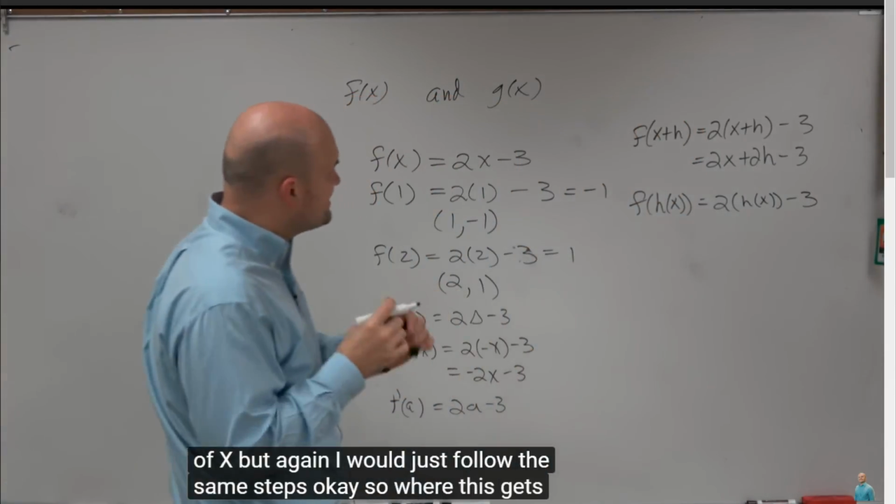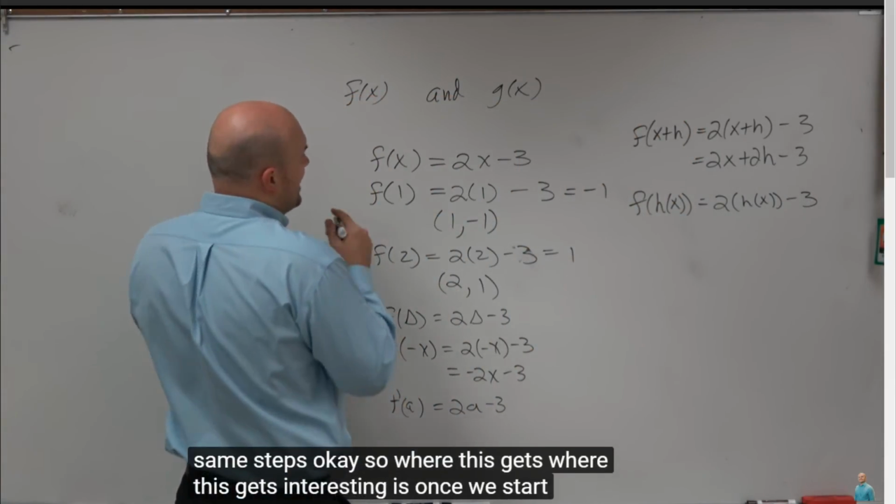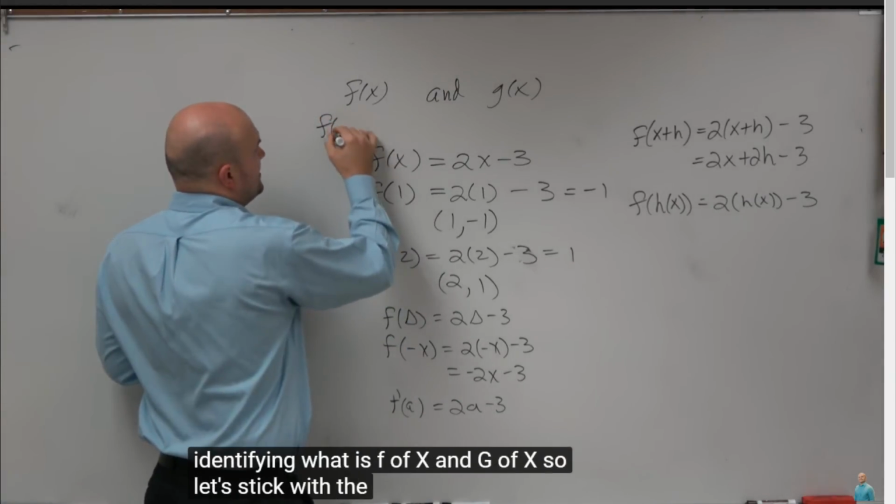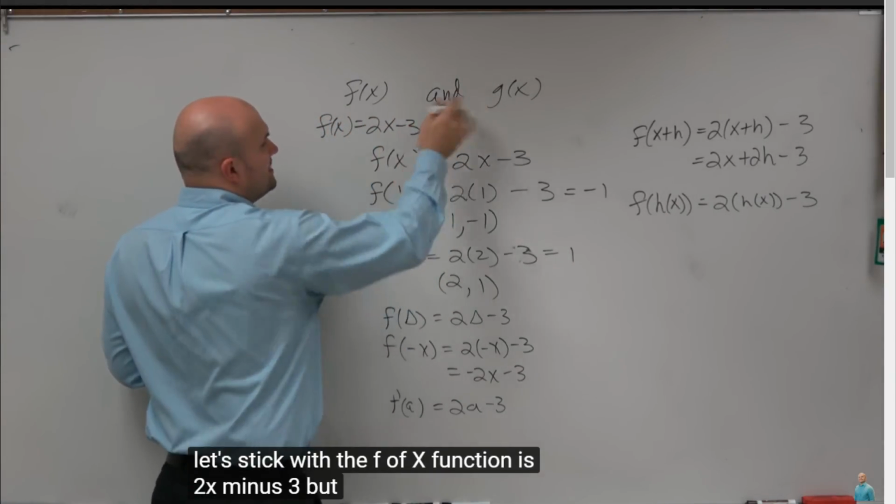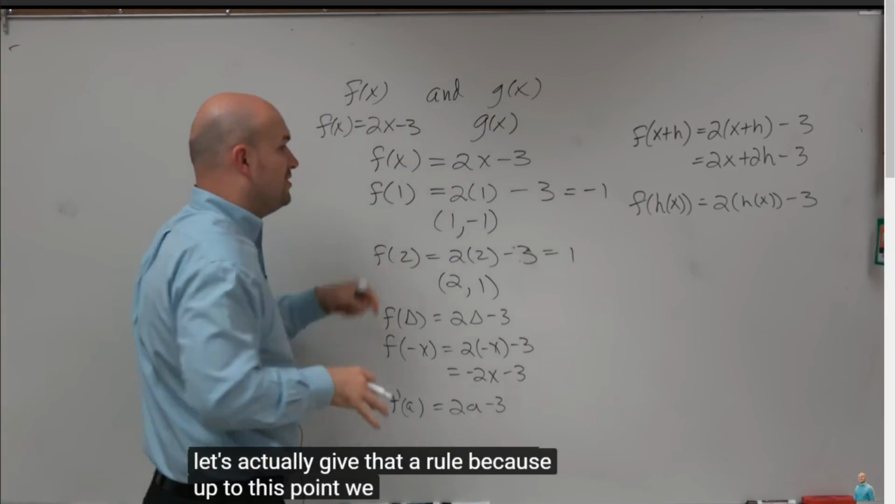So where this gets interesting is once we start identifying what f of x and g of x are. So let's stick with the f of x function being 2x minus 3. But now let's call g of x, let's actually give that a rule, because up to this point we were just saying f of x had a rule.